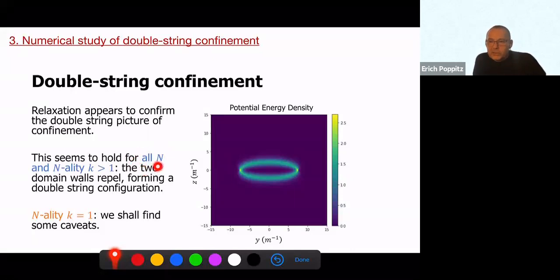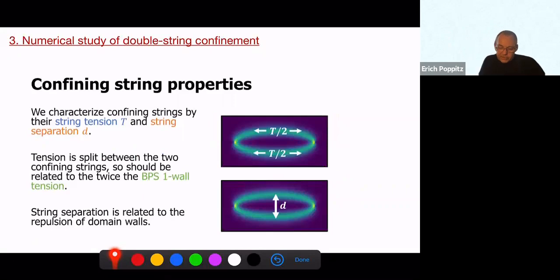This seems to hold for all n. When you say all n, we mean up to 10, okay? For all n, and N-ality k bigger than 1, these walls repel, and they form this double string configuration. For k equals 1, we'll find something, which I'll explain in a moment. But let me first say, how do we characterize the strings? We characterize these double strings by the string tension and the string separation. You expect string separations if the walls repel. On the other hand, you want to minimize the length because it has tension. If they repel, they want to separate. So there is some trade-off, which is the D, okay?